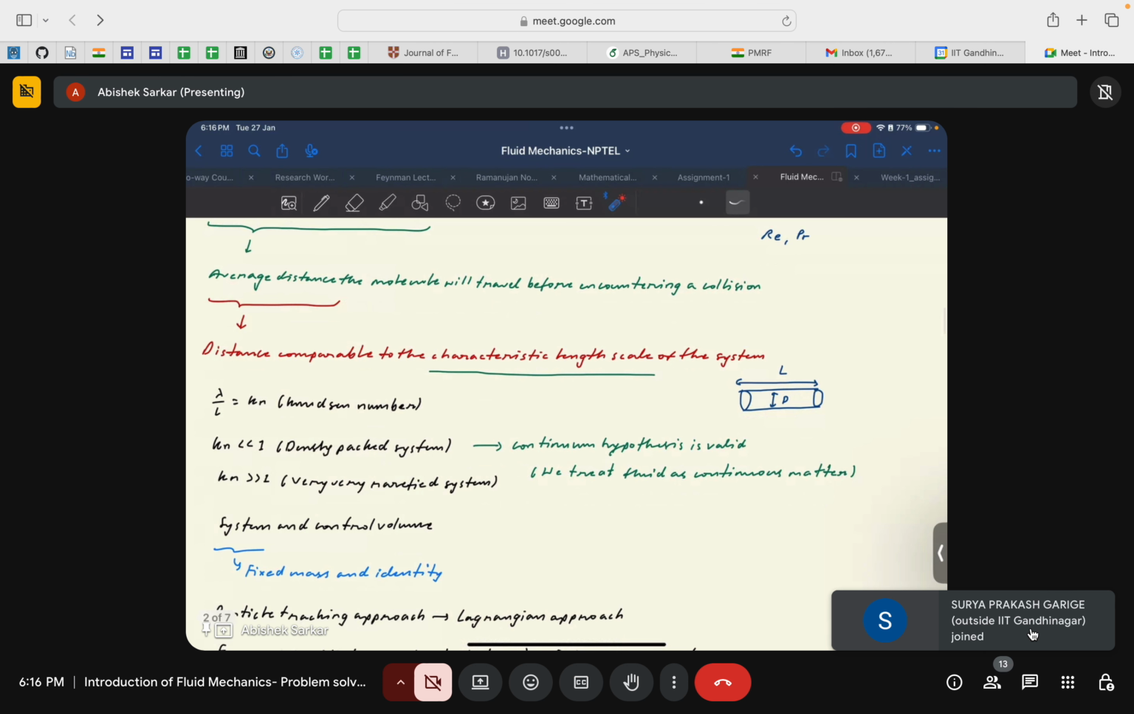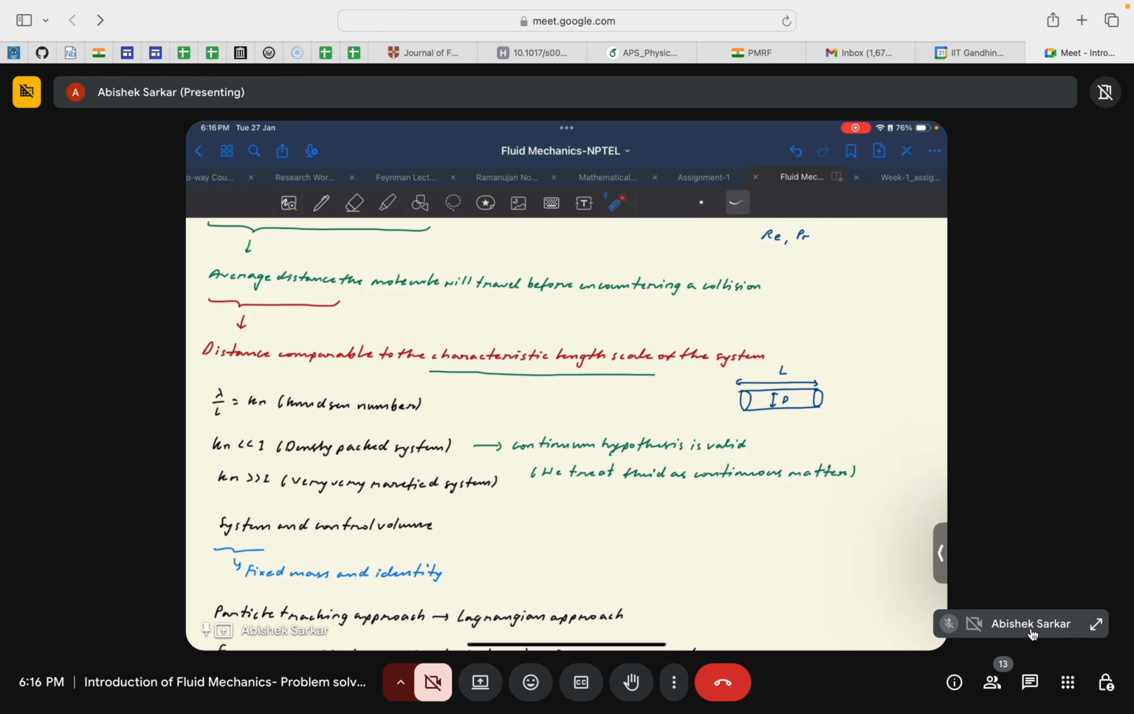And since the length of the pipe is too long to have any considerable change, like after say 10 or 20 meters, there is of course no much change in the flow parameters. So the only sensible parameter where there is a change in say velocity or the pressure is the diameter of the pipe. So the diameter of the pipe becomes the characteristic length scale, and here the characteristic length scale is given by L.